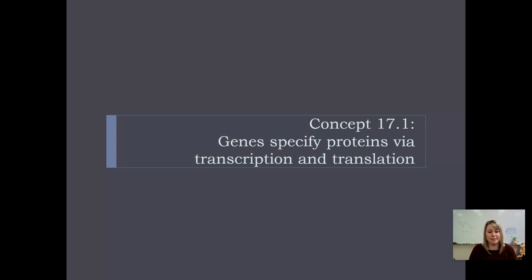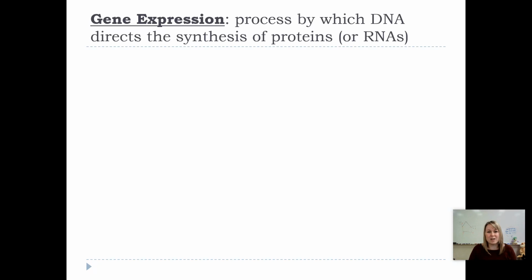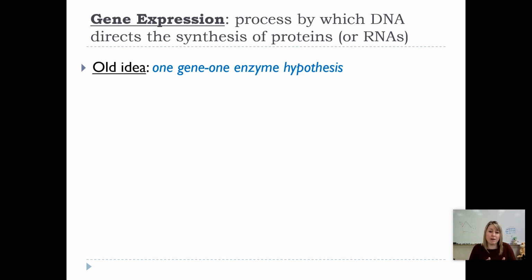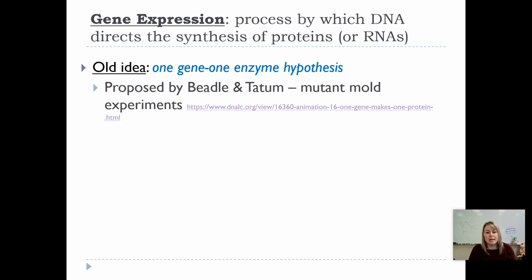So let's just start at the best place to start, the beginning. 17.1. This is all about gene expression, which is just a fancy way of saying how DNA gets read, or the process by which DNA directs the synthesis of proteins. And it used to be thought that every gene that you have codes for a protein or an enzyme, right? So you have a gene for the enzyme that digests milk, right? Lactase.